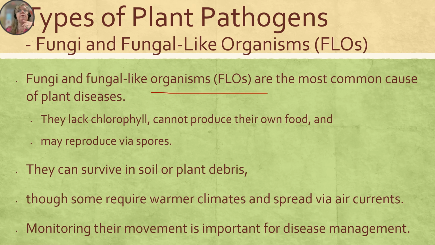All right, so fungi and fungal-like organisms are the most common cause of plant disease. Because fungi don't have chlorophyll, they can't make their own food. That's why they're trying to get it off the plant. And they reproduce with spores. Spores are tiny, tiny little things. It's not a seed, but it has the same job as a seed, but they are tiny and usually airborne. So once a fungus gets hold of something and produces its spores, being airborne, it's real easy for them to go to the next plant.